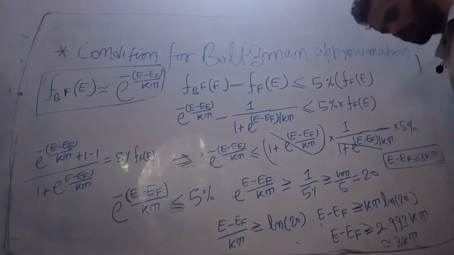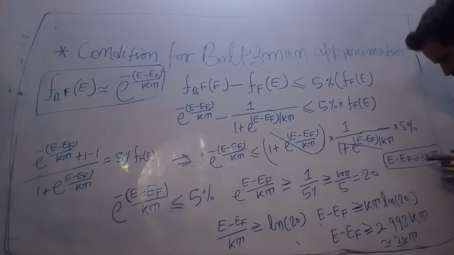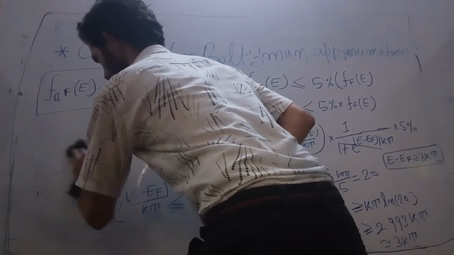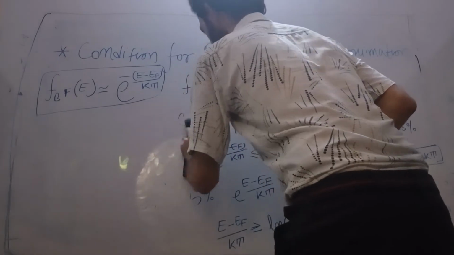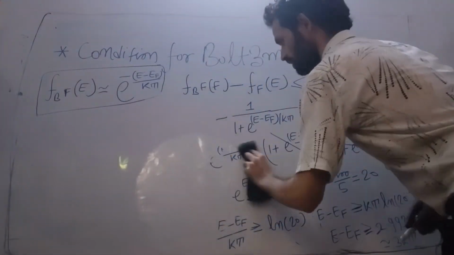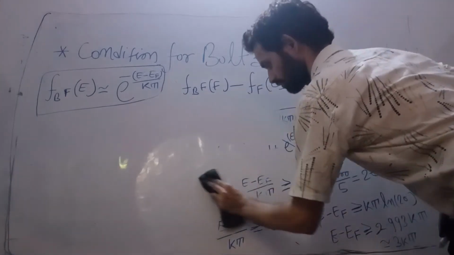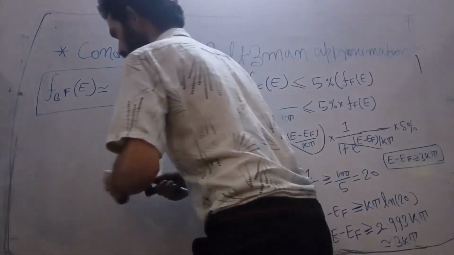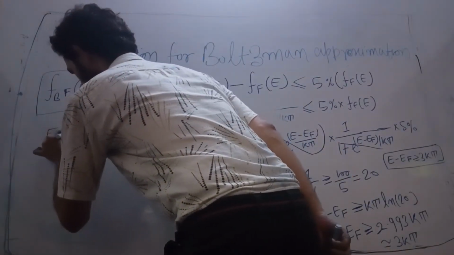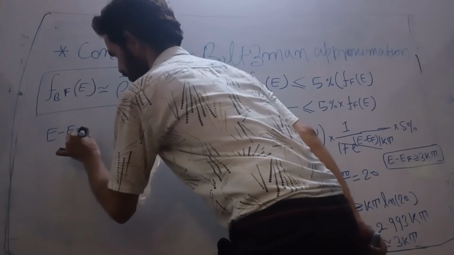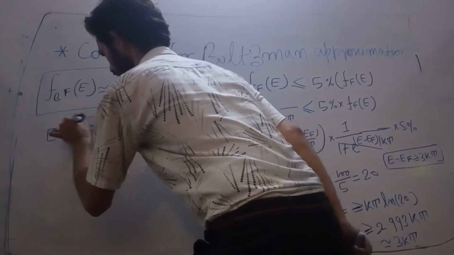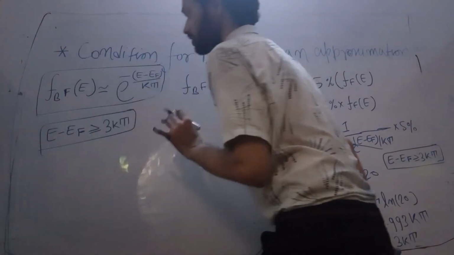What is the condition that E minus EF should be at least 3 kT? At least 3 kT means what? Here I want to make you understand what exactly it means. Finally, we got that E minus EF should be at least 3 kT.